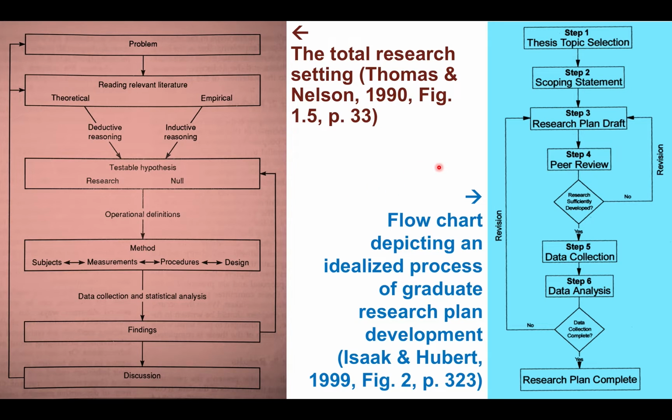And another example from Isaac and Hubert, this is kind of more like a flow diagram of the whole process. So it starts with a topic and a scoping statement. Then you basically come up with a research plan, which may undergo a couple rounds of revision. Once it's ready, you use that plan to do your data collection, data analysis, and once you've analyzed enough data, you have some findings to report, your research plan is complete. So again, 3 different examples kind of all showing the same steps, just with slightly different terminology.